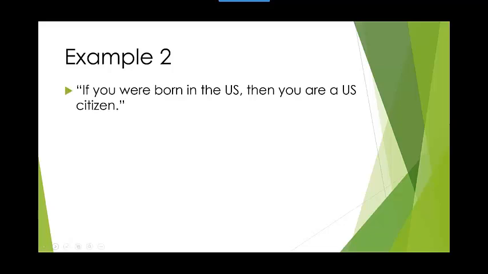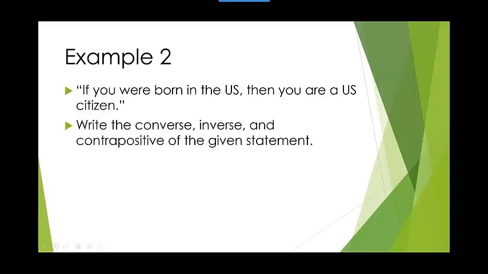Okay, so let's do a couple examples with that. Here's a sentence: if you were born in the US, then you are a US citizen. We want to write the converse, inverse, and contrapositive of that statement. So let's go ahead and do that. Converse, inverse, and contrapositive. Okay, so we've got if P, then Q.